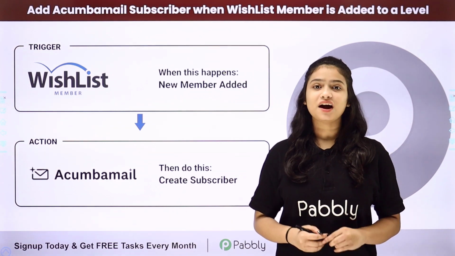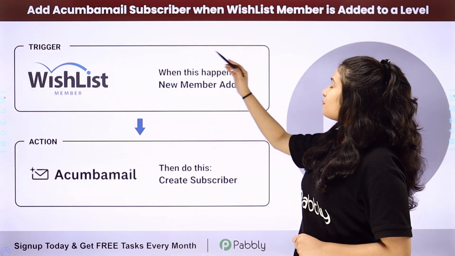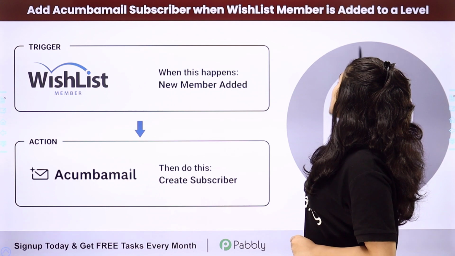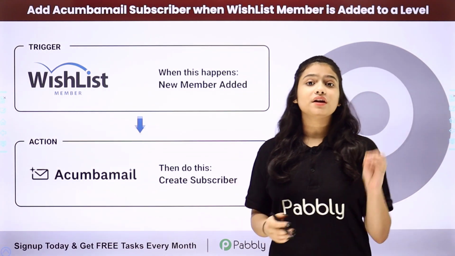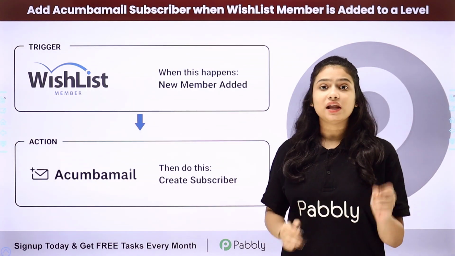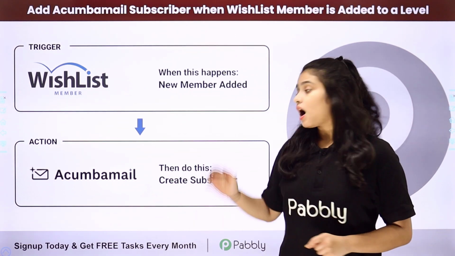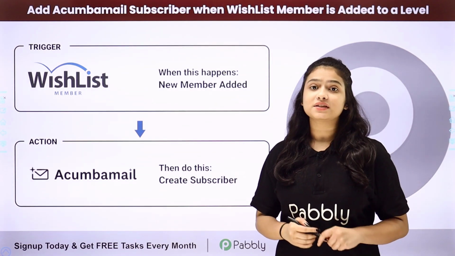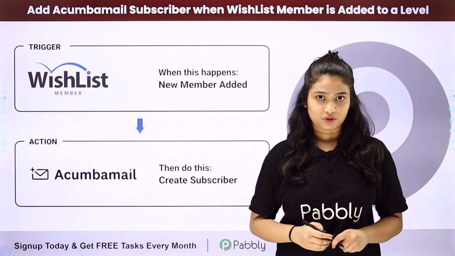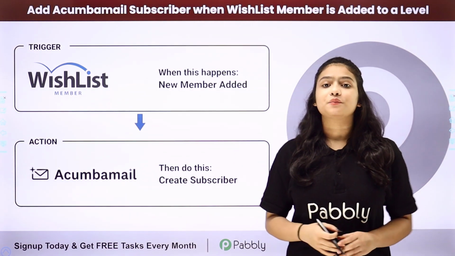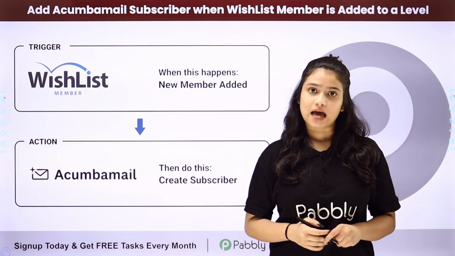In this video, we are going to learn how to add an Acumbamail subscriber when a Wishlist Member is added to a level. Whenever a new member is added to a level in our Wishlist Member account, a new subscriber should be created using the same details in our Acumbamail account. And in order to automate this entire process, we will have to integrate both these applications.